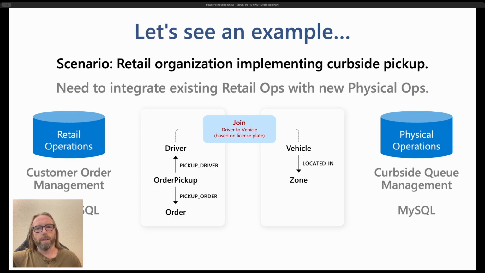And the use cases we've talked about require us to connect the order and the vehicle. So we do that through the driver that's associated with the order and the license plate number that's associated with that driver and the license plate that's detected in the vehicle. And of course, there's no join between these two systems. So we're going to have to figure out how to connect those together as part of our solution.